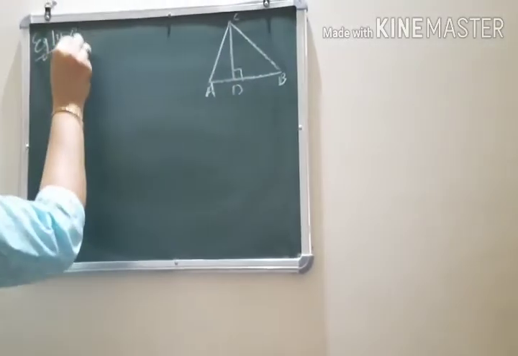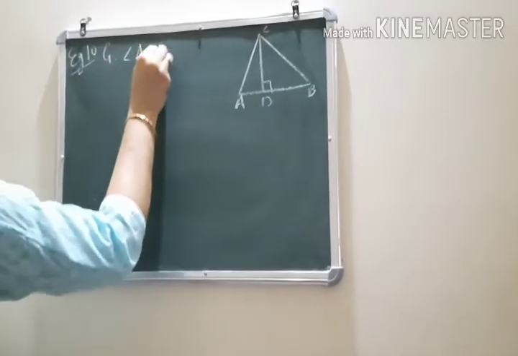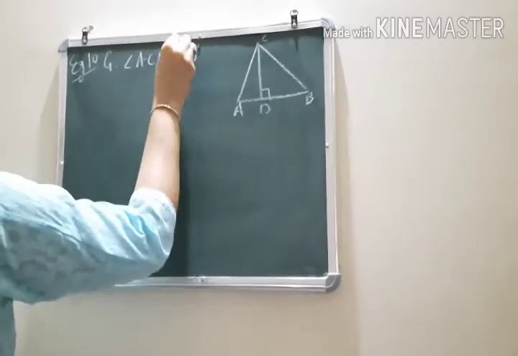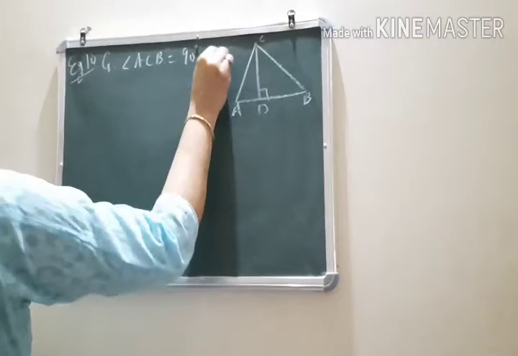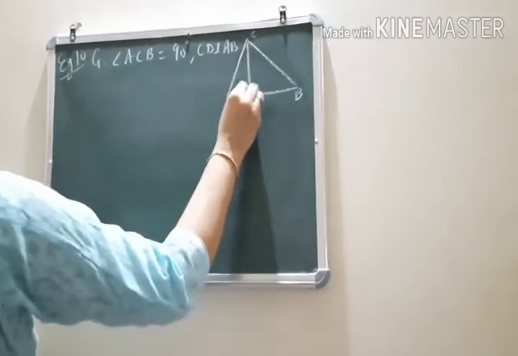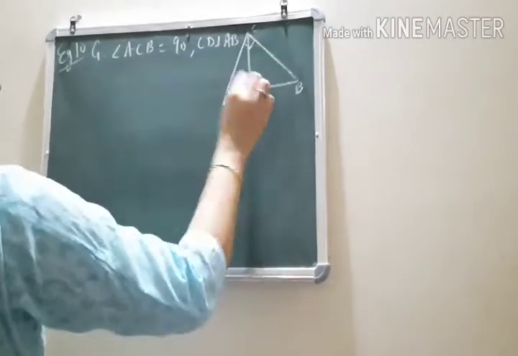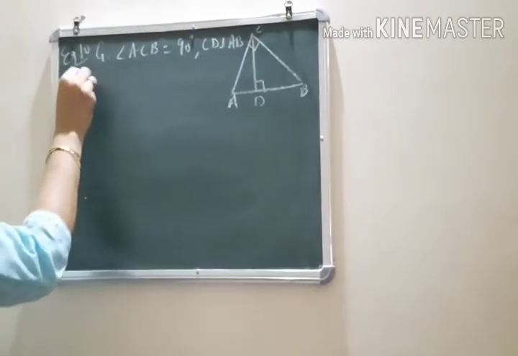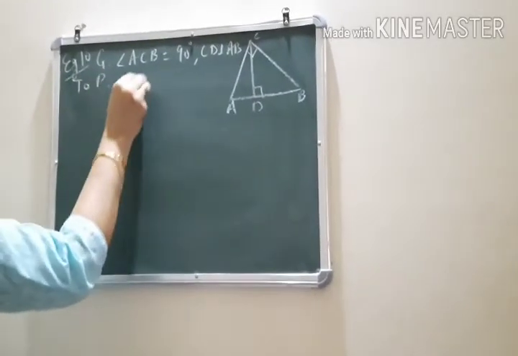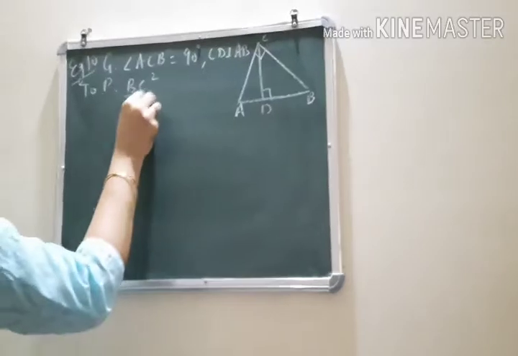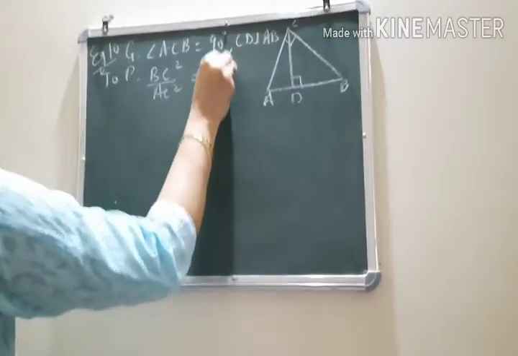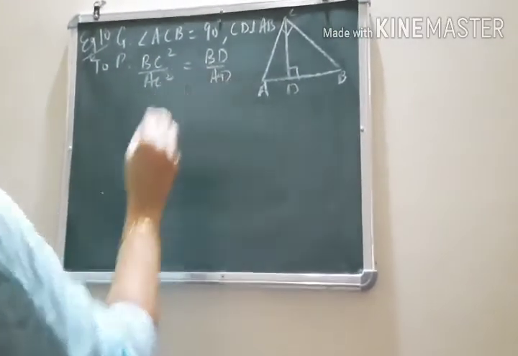Angle ACD is given as 90 degrees. So angle C is given 90 degrees here. And CD is perpendicular to AB. This is also given. This is also 90 and this is 90. You have to prove that BC square upon AC square is equal to BD upon AD. This you have to prove.